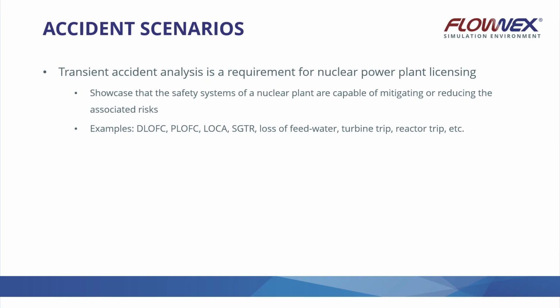Accident analysis of a nuclear plant design is crucial for licensing and forms part of the safety analysis report. Such an analysis showcases the capability of the safety features of the proposed plant to prevent an accident or lessen the effects thereof. A few examples of common accident scenarios that should be tested are a depressurized loss of forced cooling, pressurized loss of forced cooling, loss of cooling accident, steam generator tube rupture, loss of feedwater, turbine trip, reactor trip, etc.